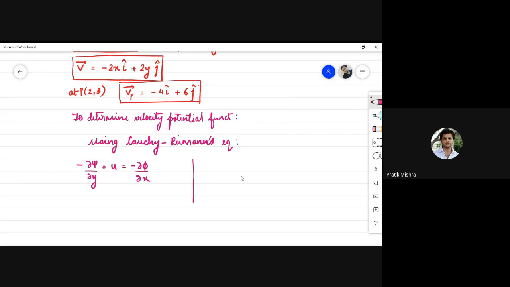and also plus ∂ψ/∂x is equals to v, which is also equals to minus ∂φ/∂y. आपको u और v की वैल्यूज पता है. u is minus 2x and v is 2y. रख दीजिए. u is minus 2x is equals to minus ∂φ/∂x and v is 2y. तो 2y is equals to minus ∂φ/∂y.